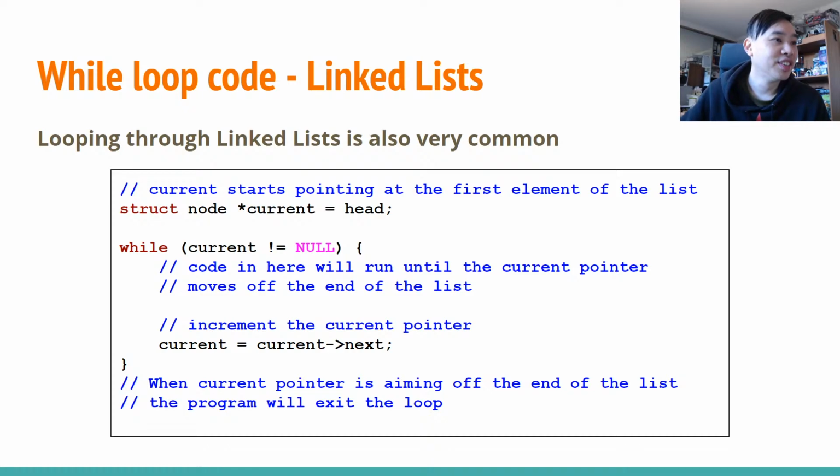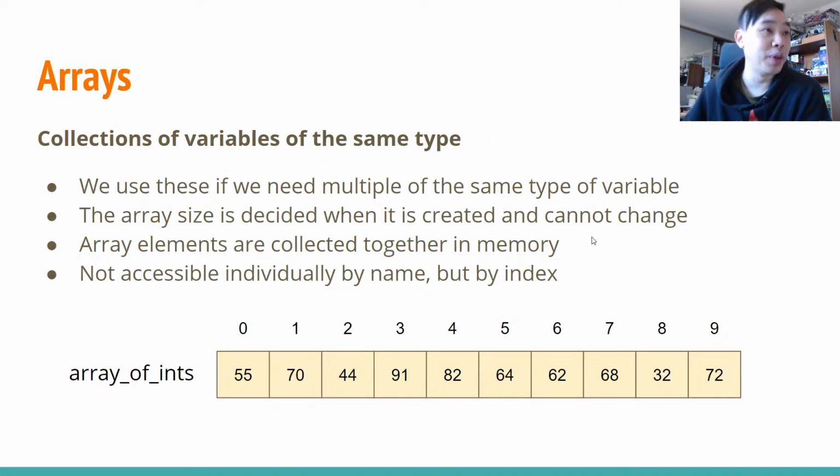Oh no, the while loop for loop argument is still happening in chat. I'm going to move on because that was the amount of time that we were going to spend on looping anyway.